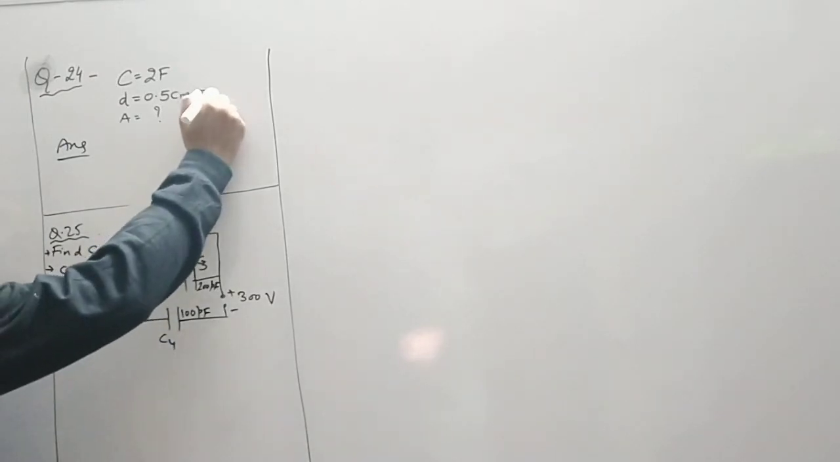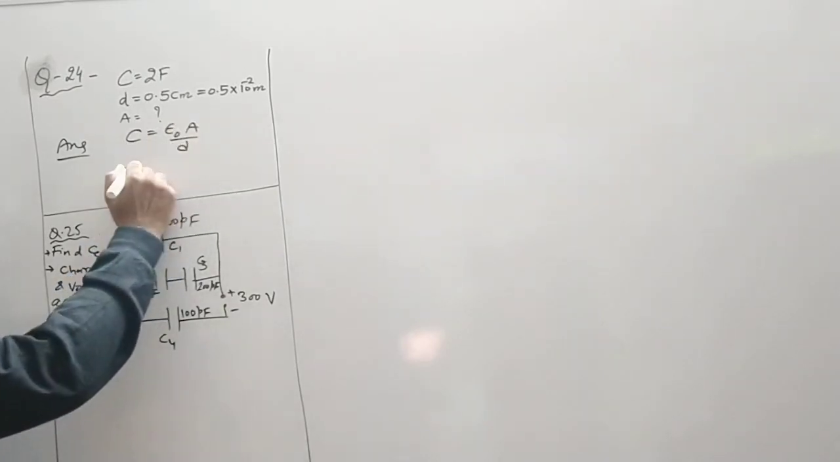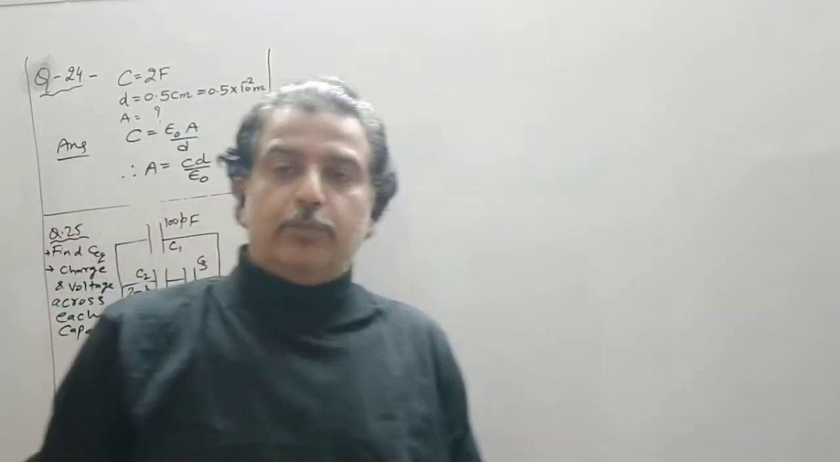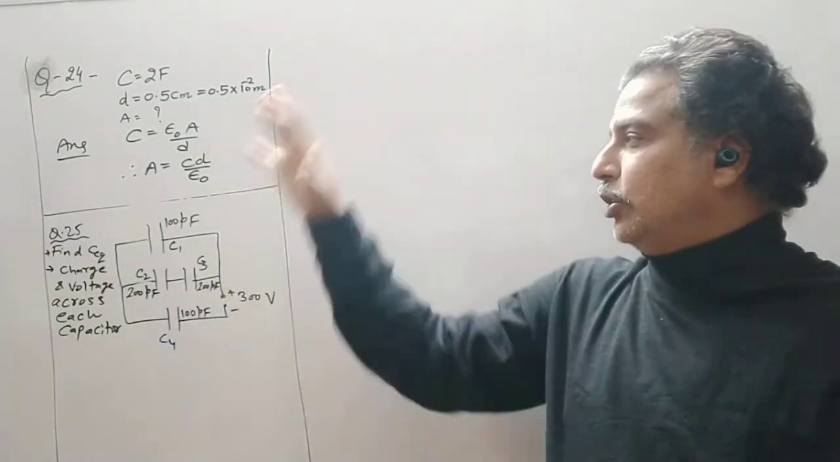The capacitance is given as 2 farad, distance is 0.5 centimeter, which can be written as 0.5 into 10 raised to minus 2 meter, and you have to find out the area. So clearly it is a direct application: C is equal to epsilon naught A by D, and therefore area is equal to CD upon epsilon naught. So you substitute the value of C, D and epsilon naught. You know it is 8.85 into 10 raised to minus 12. So substitute this value and directly you can find out the answer.